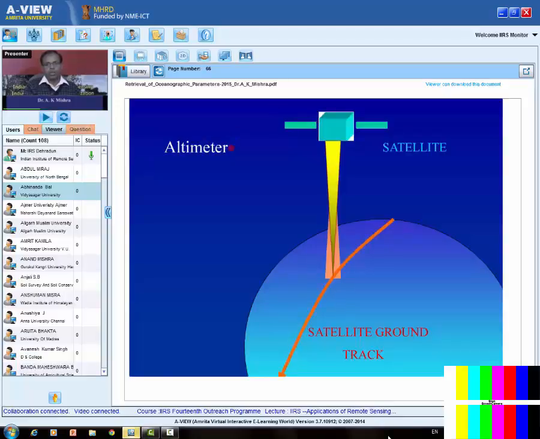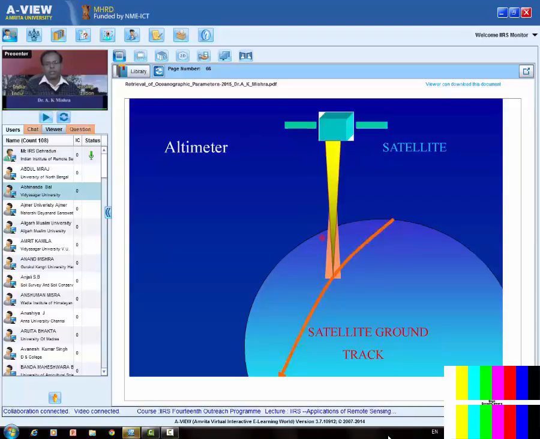First of all, the altimeter, which is most important for oceanographers. This satellite, I had an animation, but it again stopped. It sends a pulse to the ocean surface and measures the returned pulse. The time difference tells you the height of the satellite from the ocean surface. So if two heights are known, the slope of the ocean surface will be known.